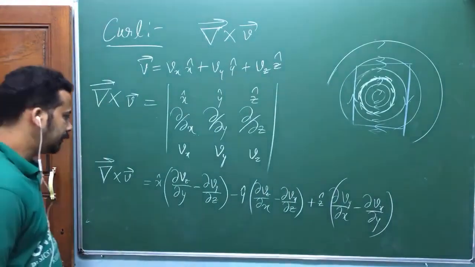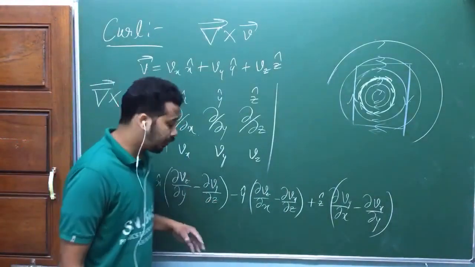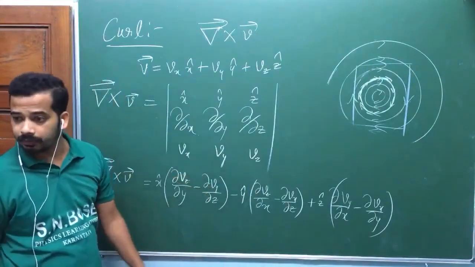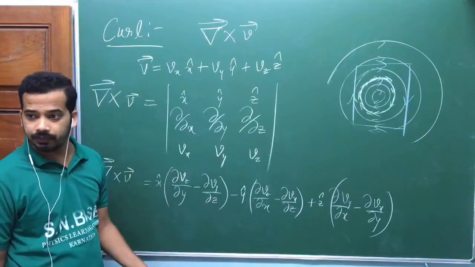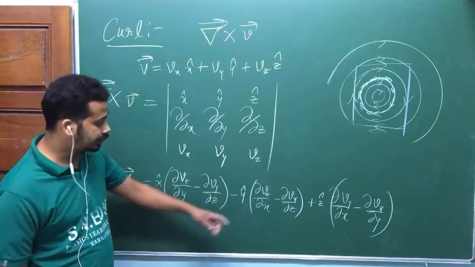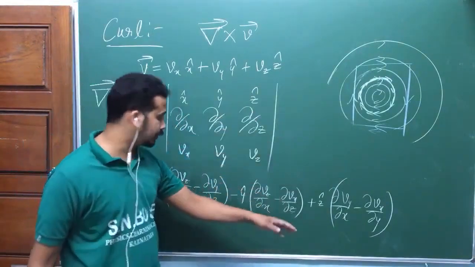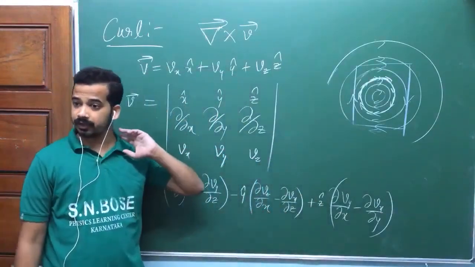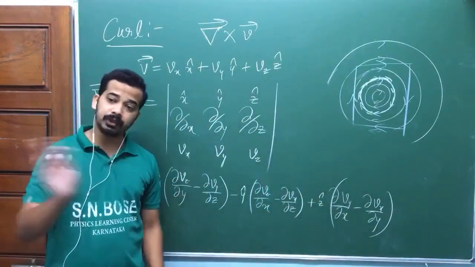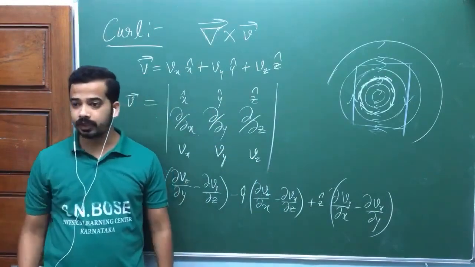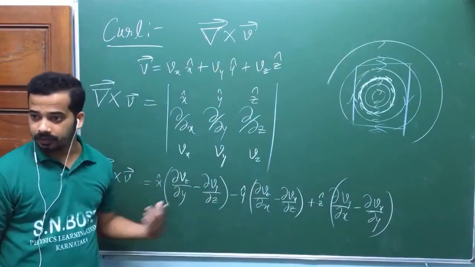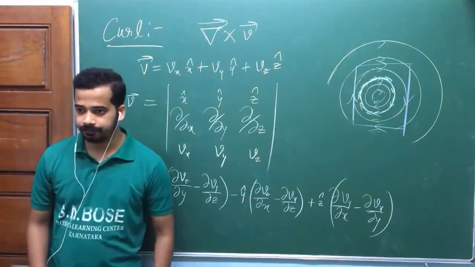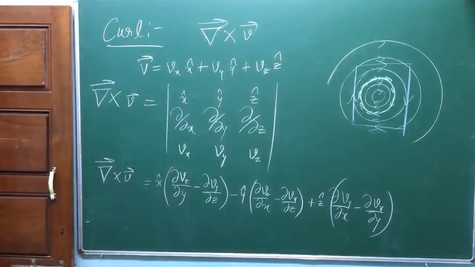Look here: there is no derivative of the x component with respect to x, and none of the y component with respect to y. Each component of the vector is differentiated with respect to the other two variables. That's how this whole thing is composed.